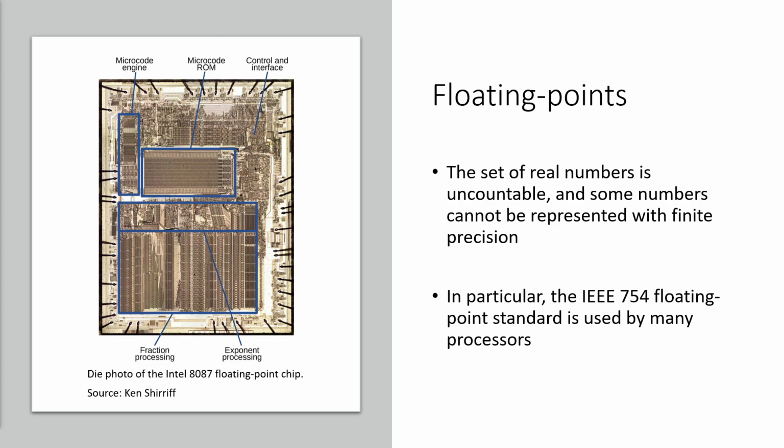On the left, you can see a die photo of the Intel 8087 floating point coprocessor, the first x87 floating point coprocessor for the 8086 line of microprocessors from 1980. Its purpose was to speed up computations for floating point arithmetic, such as addition, subtraction, multiplication, division, and square root. It also computed transcendental functions such as exponential, logarithmic, and trigonometric calculations. The 8087 was actually the basis for the IEEE 754 standard, released 5 years after the 8087 was released.